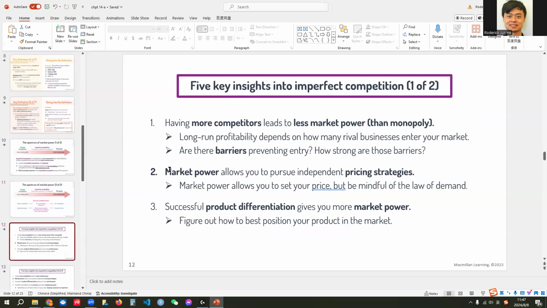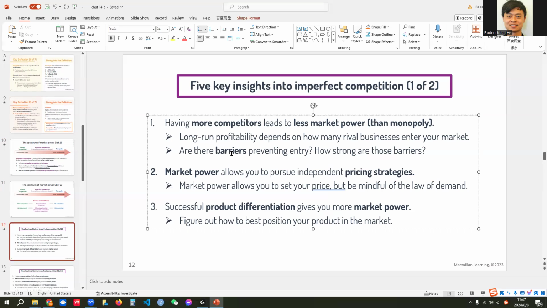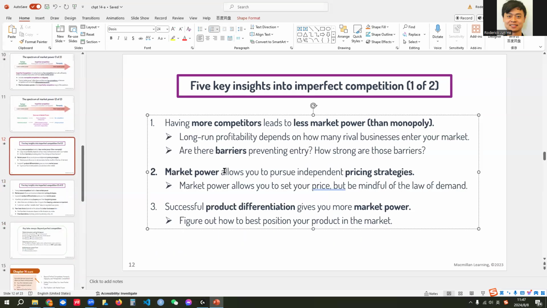Okay. So there are 5 key insights into perfect competition. Having more competitors leads to less market power than monopoly. And the more you have, right, the closer this market structure will be similar to perfect competition. So there are certain questions. Are there barriers preventing entry? How strong are these barriers? Right? And we are going to talk about this in the next video as the second part of chapter 14.